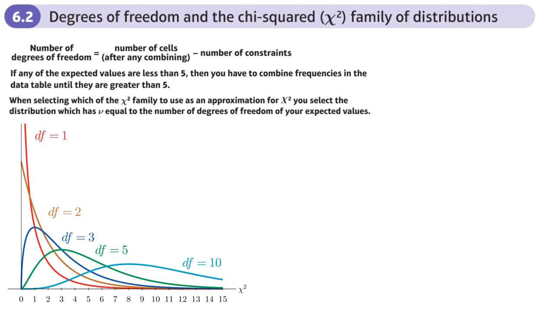This is the second section of the chi-square test chapter, and here we're going to be looking at degrees of freedom and the chi-squared family of distributions.